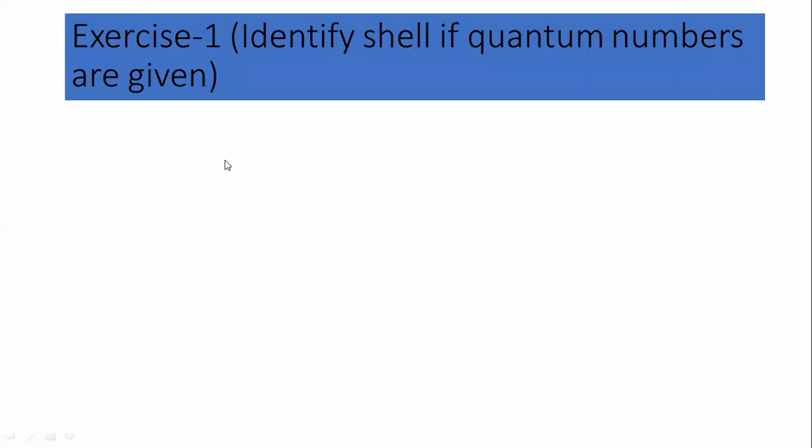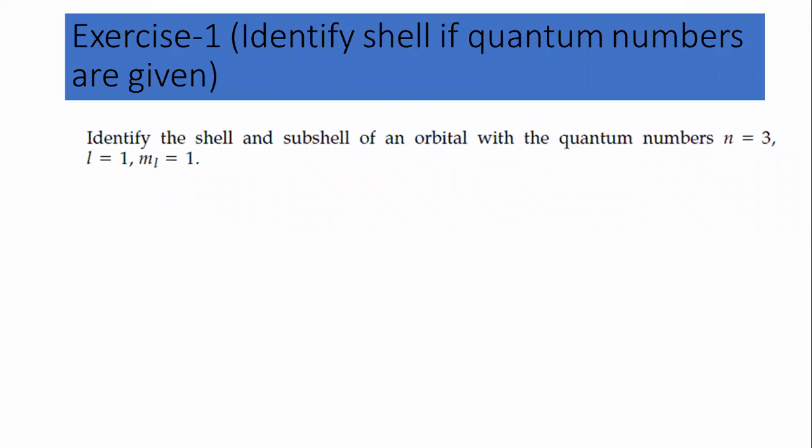So let's start with the exercise. The first question is, first I will solve it myself and then I will ask you to do it yourself. The first one is to identify the shell if quantum numbers are given. That means there may be many questions over this one. One quantum number is given or the shell is given, and you are going to identify the quantum numbers. So here is one of the examples.